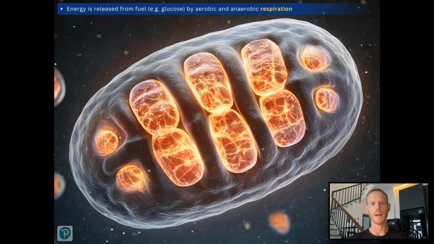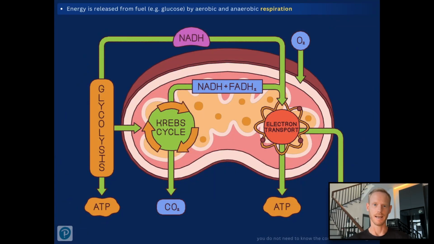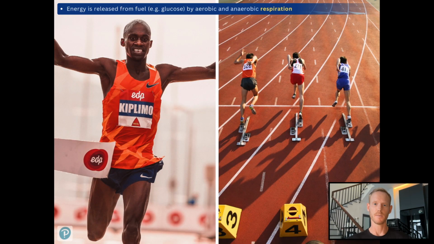You need to describe how energy is released in the body. So all bodily processes, including muscular contractions, require energy, which is derived through respiration. There are two main types of respiration, aerobic and anaerobic.